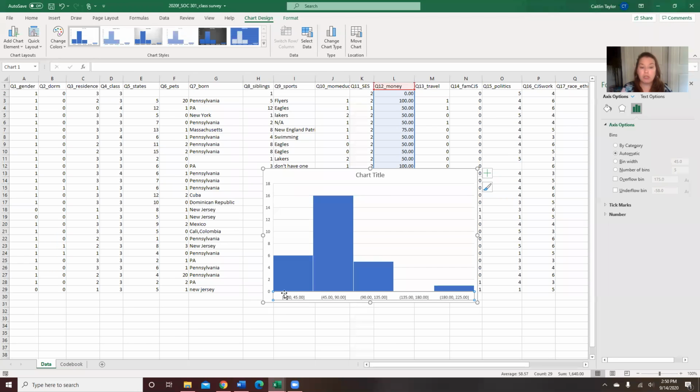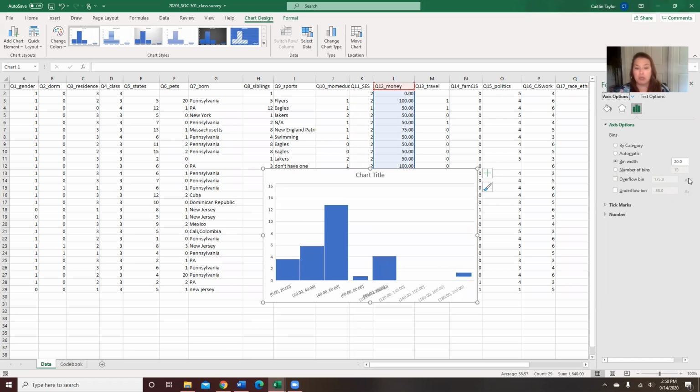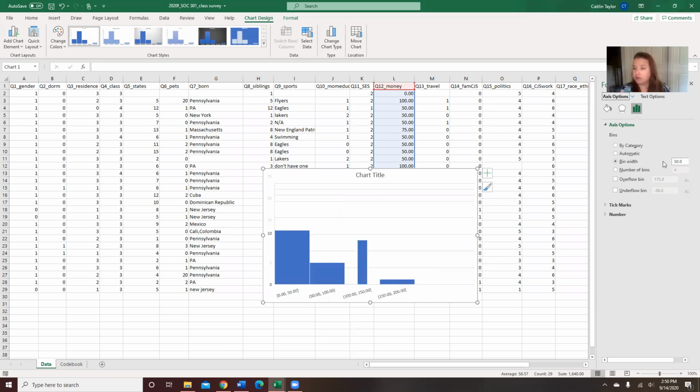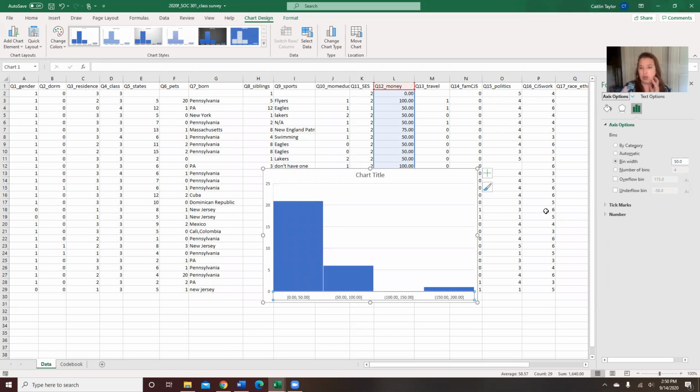So remember, if you click on the values at the bottom here, it shows that the automatic category is selected, but if you click on bin width, you can change this to whatever you want. So it could be ranges for $20 or ranges for every $50, right? You could do that however you want.